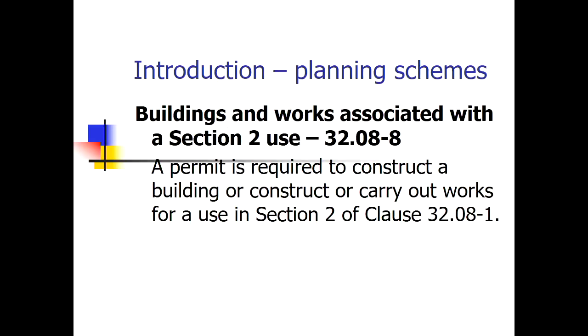And this classic phrase, Section 2: permits required to construct a building or carry out works for a use in Section 2. So often what will happen is that this clause will tie the use and the development, the building and works, together. As soon as you need a permit for Section 2, you also need a permit for the buildings and works. It's quite a common mechanism to join together use and development, both needing a permit at the same time.